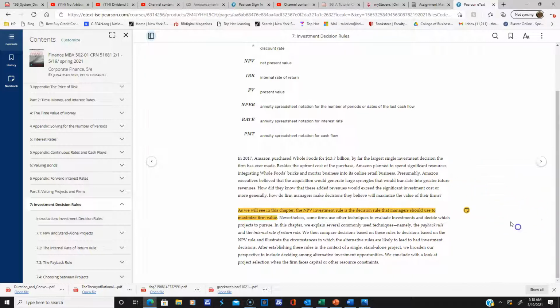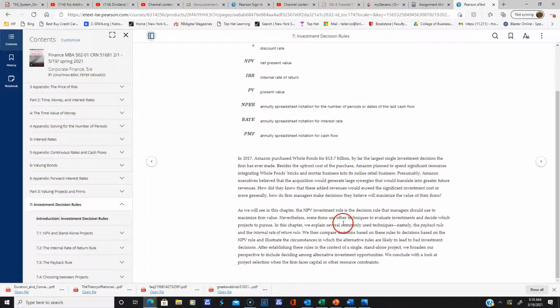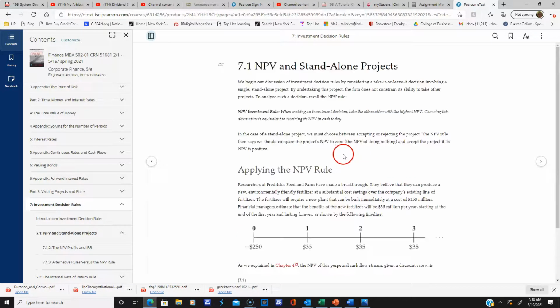Now, there's a couple other rules that are used, which we're going to go over. We're going to talk about two of them in particular: the payback rule, and the most important one, which has a lot of problems associated with it, the internal rate of return rule. We're going to look at all of these and compare them, and see how they don't all agree with each other at times. So we'll spend time doing that.